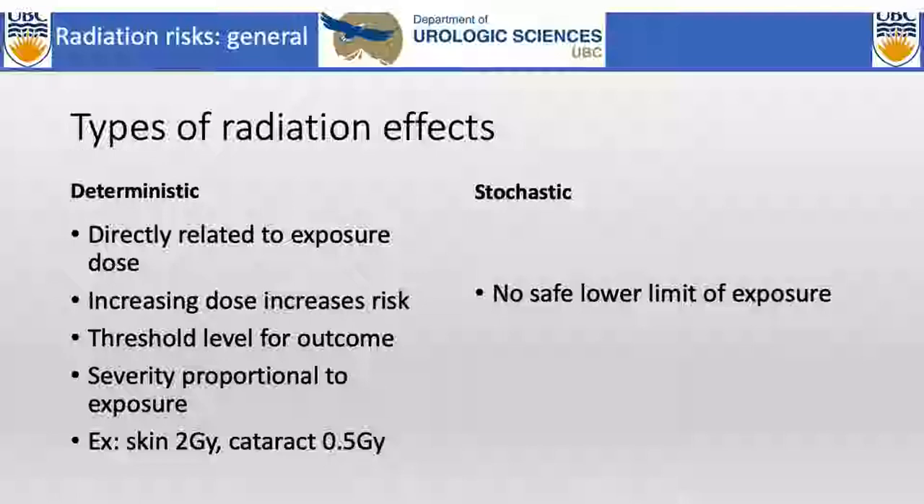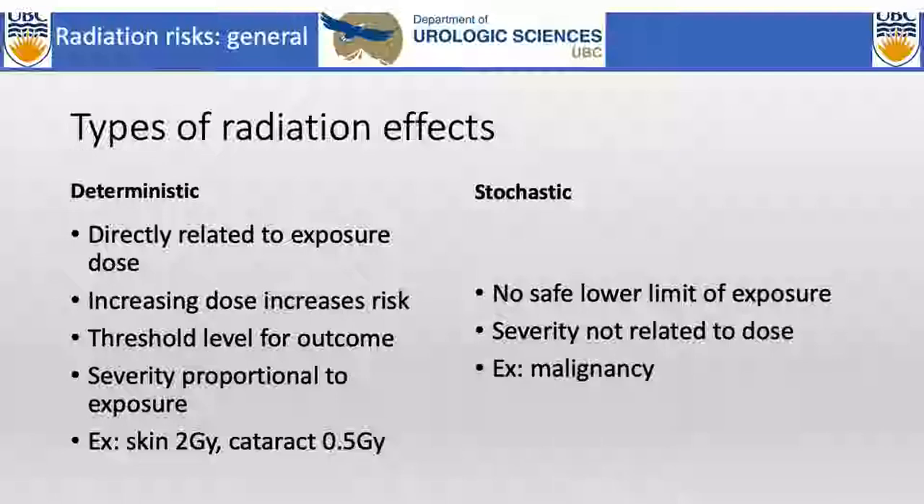Stochastic effects, on the other hand, are the ones that we're more concerned about as endourologists or urologists in general. There's no safe lower limit of exposure. The thought is that your severity is not related to your dose. The more radiation you get, the higher chance you have of getting a secondary malignancy, but it won't tell you how severe the outcome will be. So malignancy is what we're concerned about here.